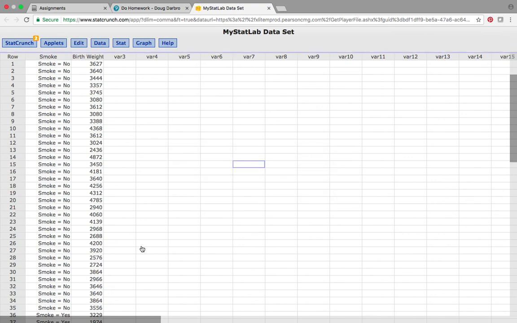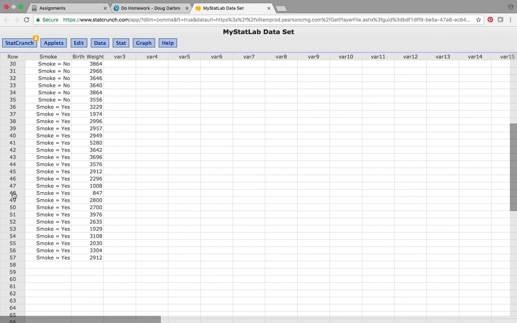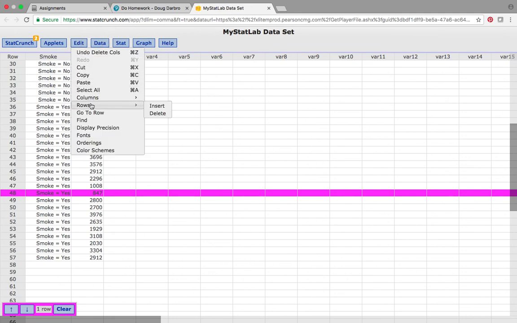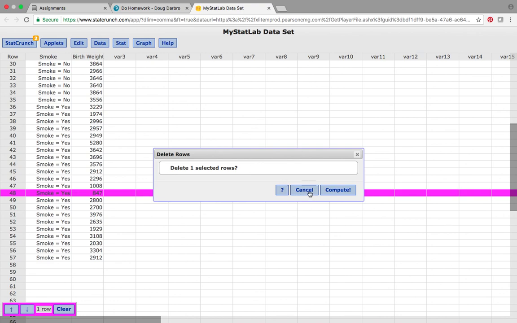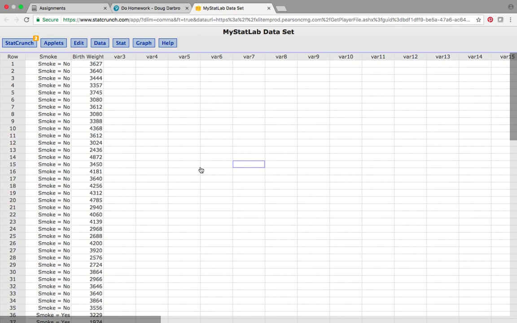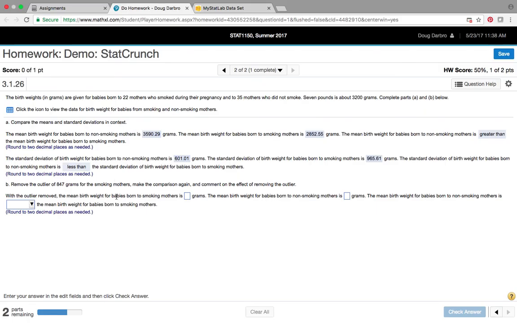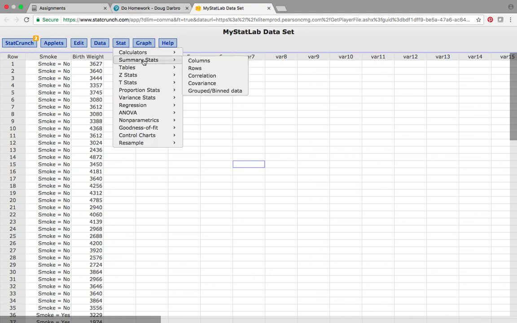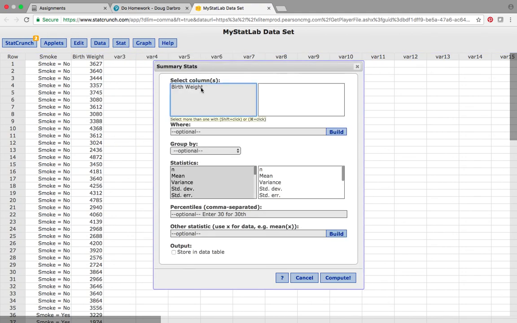Okay, so I got to select it. Okay, that makes sense. So select row 48, edit, row, delete, and compute. All right, so I've deleted that row, and now I want to go back and do some more stuff. With the outlier removed, I need to find the mean again. So let's go to Stat, Summary Stats, Columns, Birth Weight, Cross Smoke. Because I don't need all that stuff, let's just get the mean and the standard deviation.